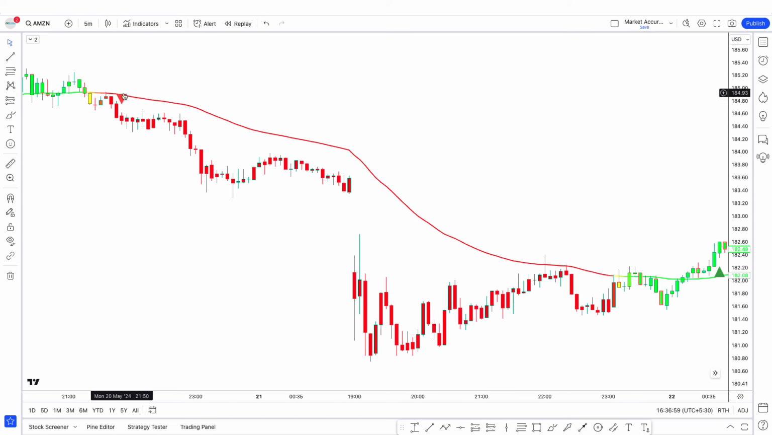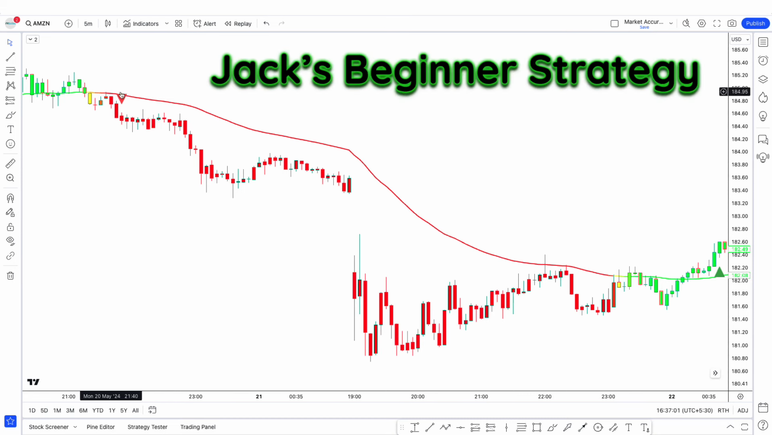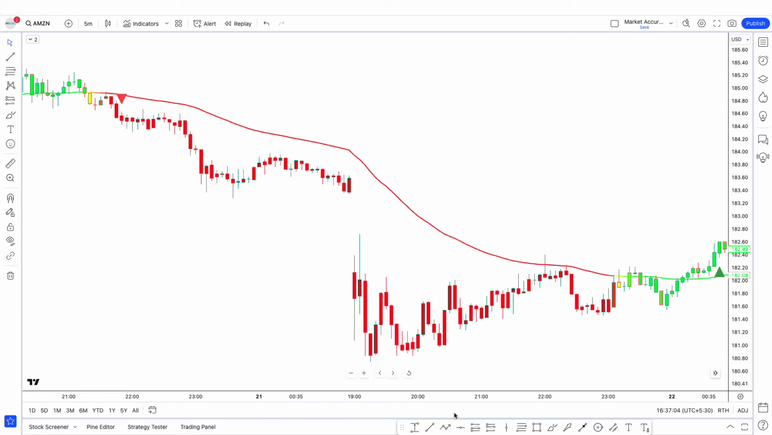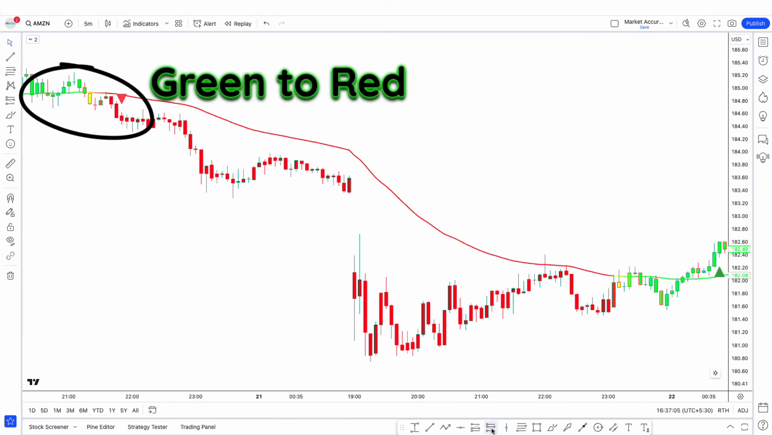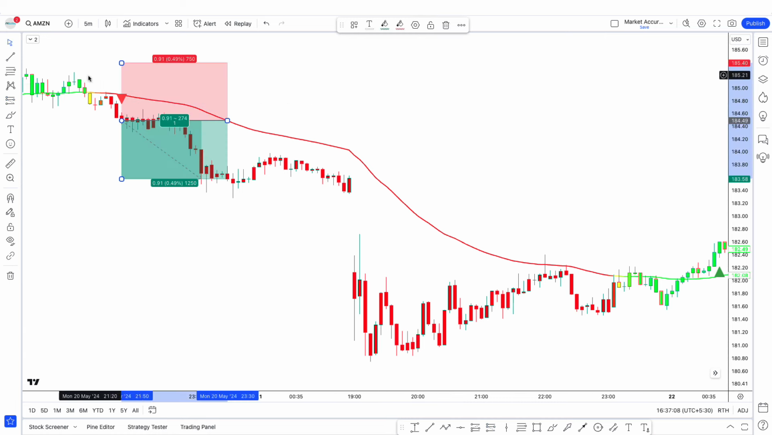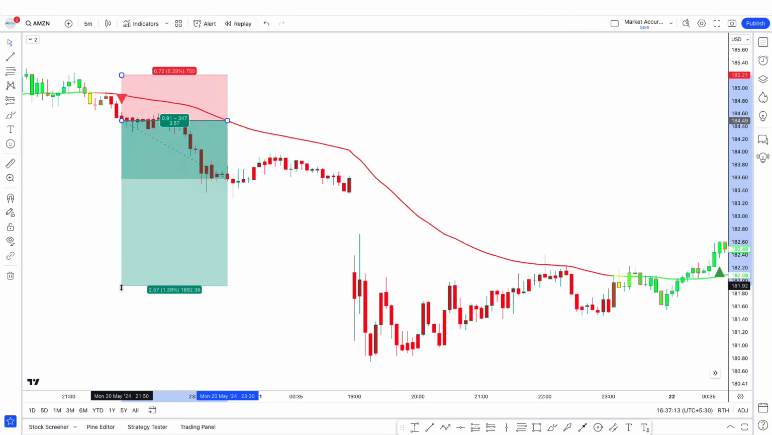Now look at another example of a sell trade. First look at the Jack's Beginner Strategy indicator gives a sell signal and it is a downtrend in the short term. Now if we look at the second indicator, the color of the MA line is green to red and the color of candles is also red. Hence, we will take a sell trade from this red candle, and you can see this trade going in profit.